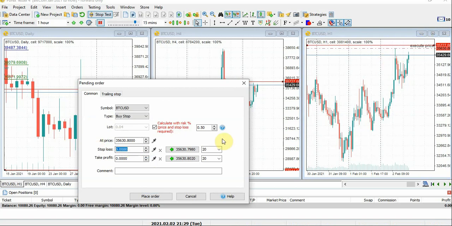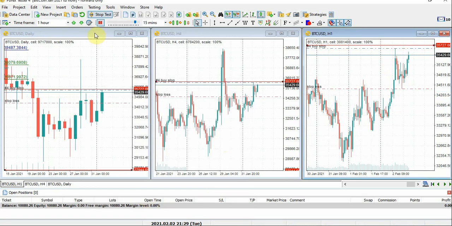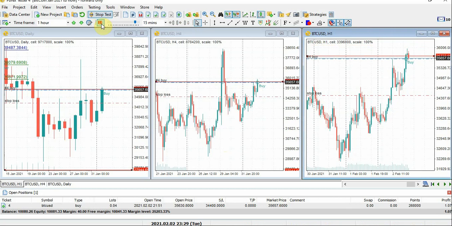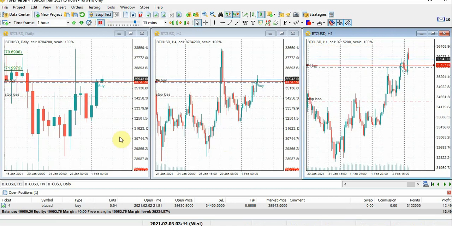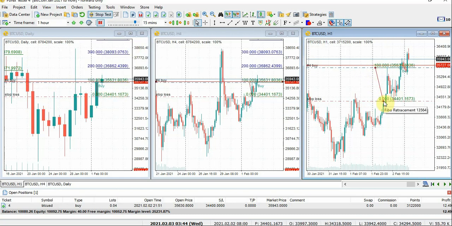Stop loss has to be at 34,000. No, that's too far away. 34,000. Is it 400? Yeah, there we go. It's quite a wide stop loss, but what can you do? Okay, we're engaged, and let me just insert our Fibonacci tool so we can measure the risk to reward.